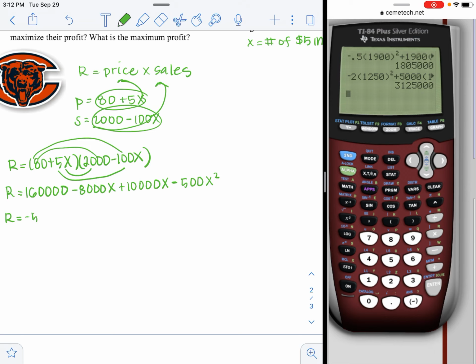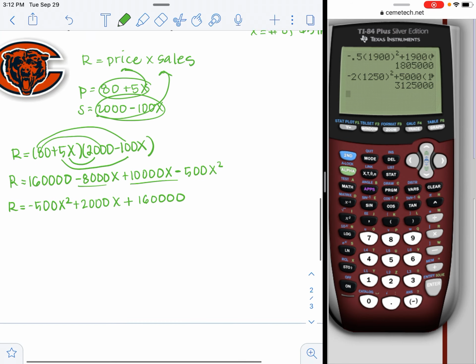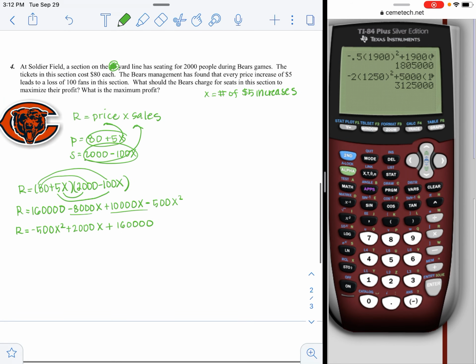Okay, combine like terms, and put it in standard form. Negative 500x squared, like term. So that's plus 2,000x, and then plus 16 with 4 zeros. 1, 2, 3, 4. Okay. All right. So there's my equation.